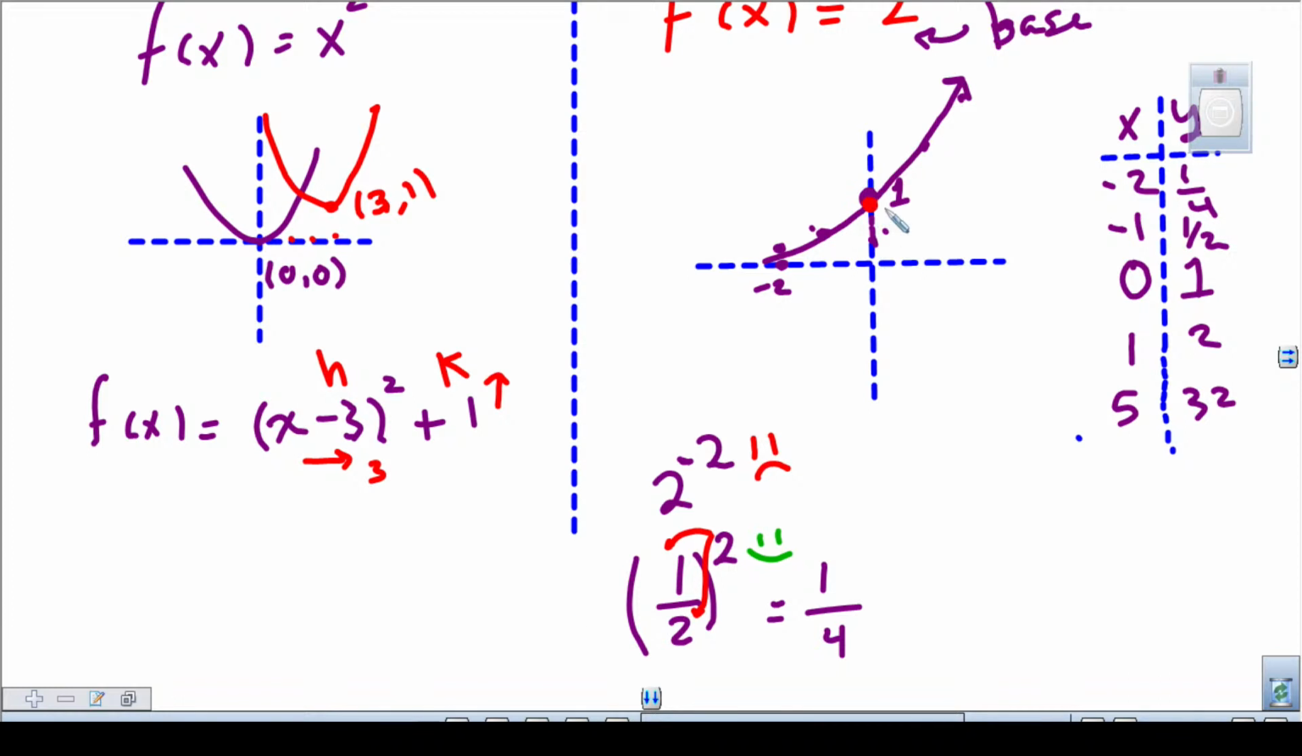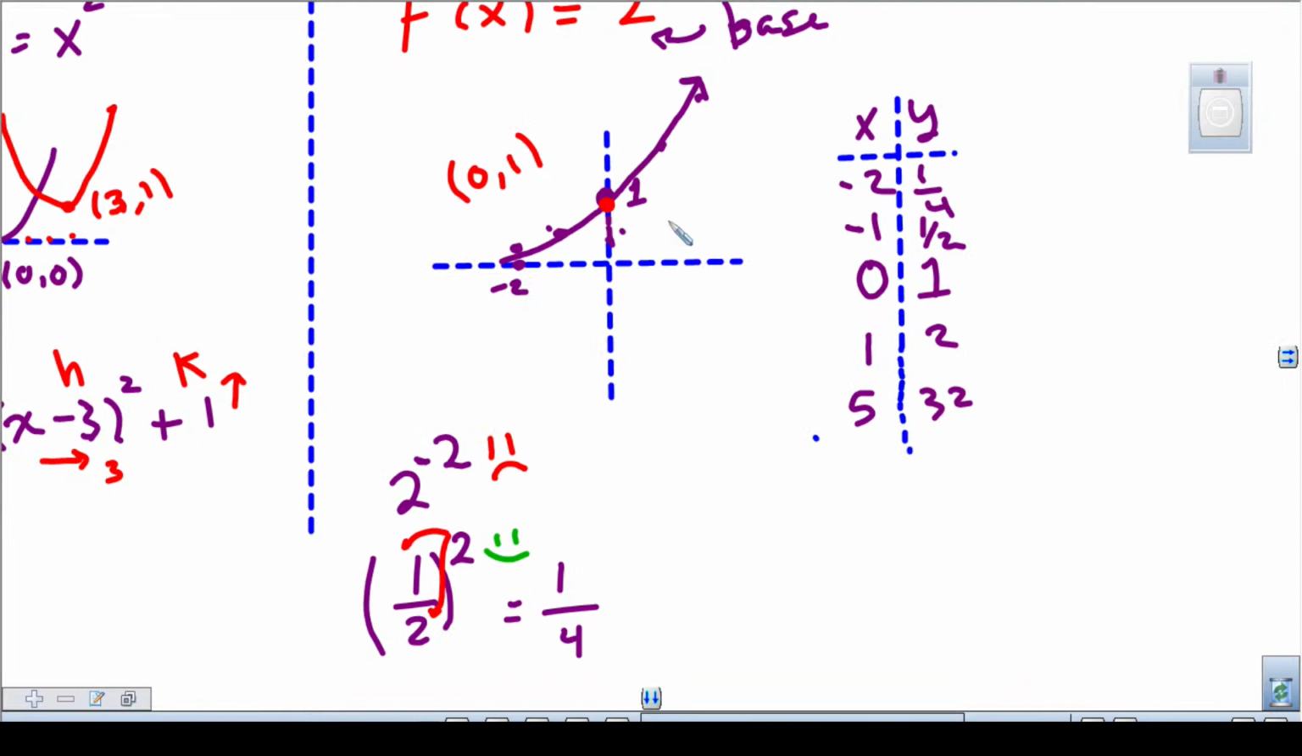The main point here for us is (0, 1). Keep track of this point. That's going to help us a lot. We call this an exponential growth, and you can tell the value is growing here, right? You are starting from 1/4 to 1/2. Obviously, you're growing. From 1/2 to 1, you're growing. From 1 to 2 to 32, etc.